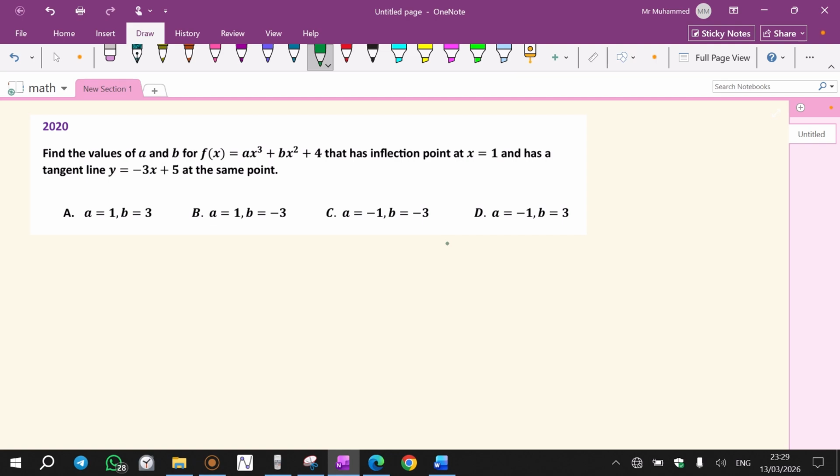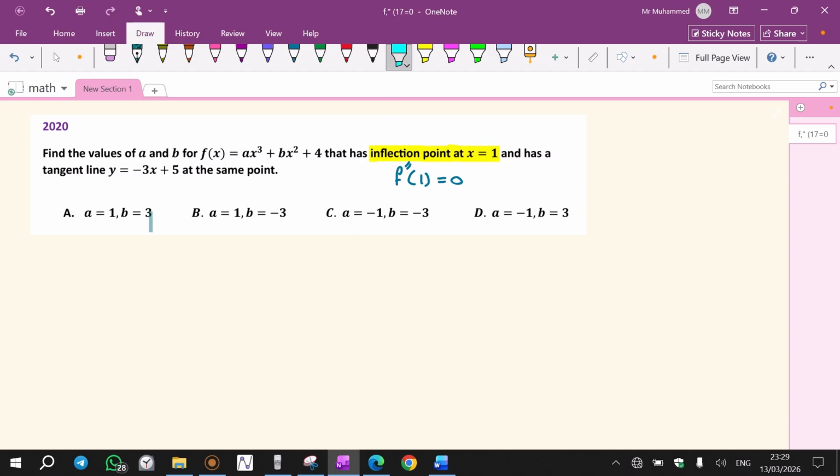Find the values of a and b for f(x) equal to ax power 3 plus bx squared plus 4 that has an inflection point. Point of inflection, that's a keyword. It means f double prime of 1 equal to 0 because it says inflection at x equal to 1. So f double prime 1 is equal to 0. f double prime equal to 0 is inflection, except for the bracket power 4, where the double prime will be 0 and it's not inflection.